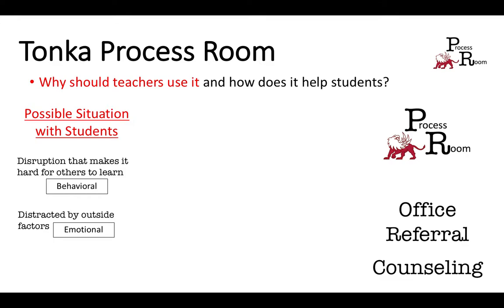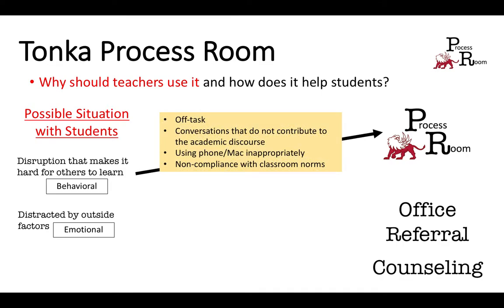In short, you should consider the process room when students appear unable to be productive or inhibit your ability to teach. Students may use the process room for behavioral or emotional reasons. Some examples of student behaviors that could warrant sending them to the process room include persistent off-task behaviors, conversations that are not related to the content, inappropriate use of electronics, and other non-compliance with classroom norms.